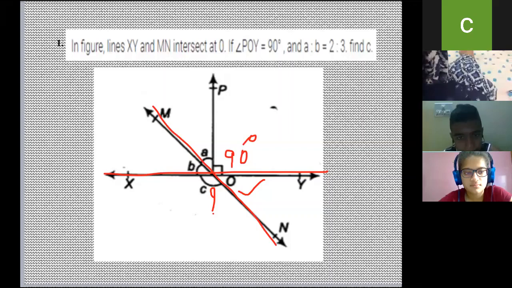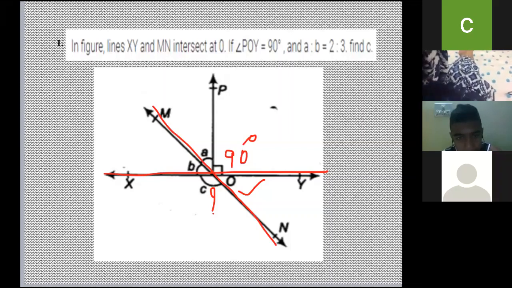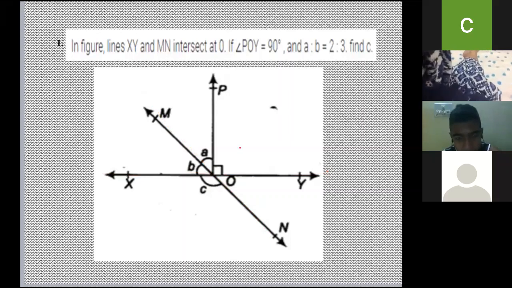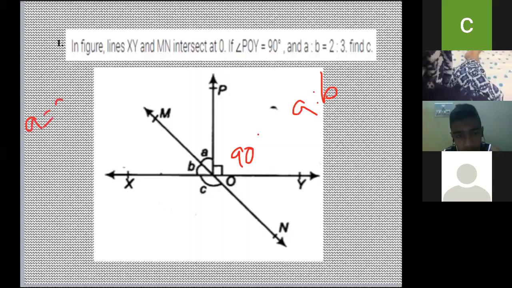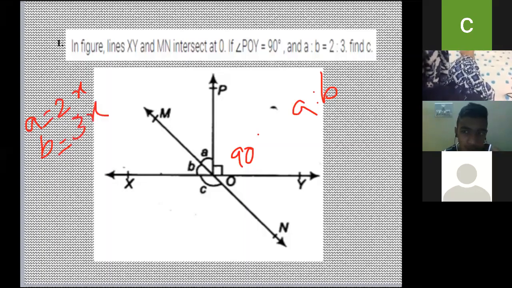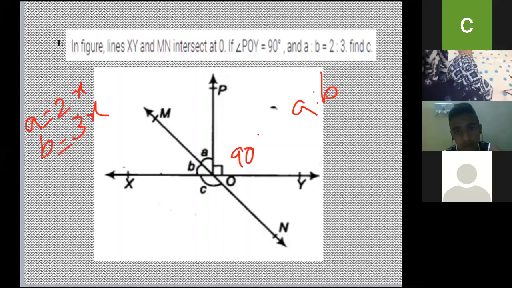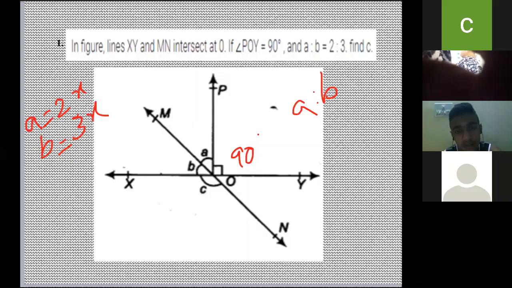So how to find this? Ria, can you explain it once again? Yes, ma'am. Angle POY equals 90 degrees. A is to B equals 2 is to 3. So find C. Let A be 2x, let B be 3x. 2x plus 3x is 5x. 5x equals 90, so x equals 18. Then B plus C equals 180 degrees. So 54 plus C equals 180. C equals 180 minus 54. C equals 126 degrees. Very good, dear. Now let me explain.